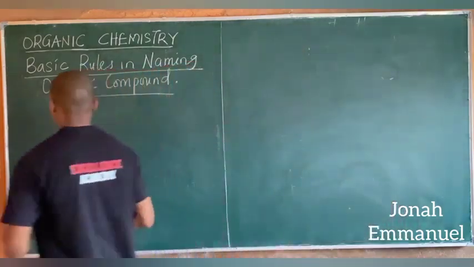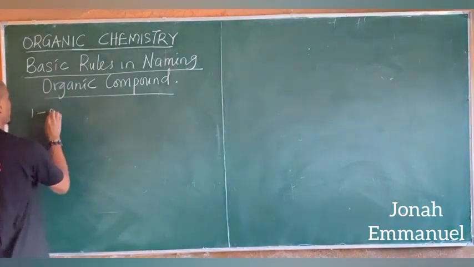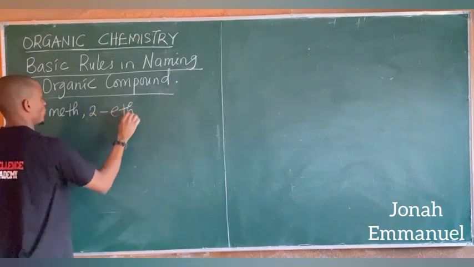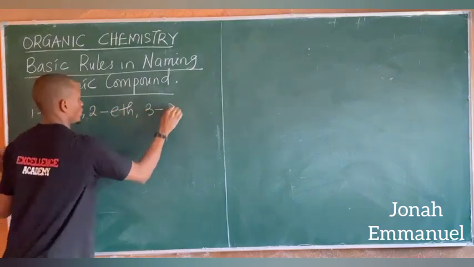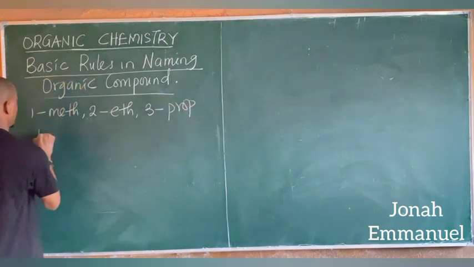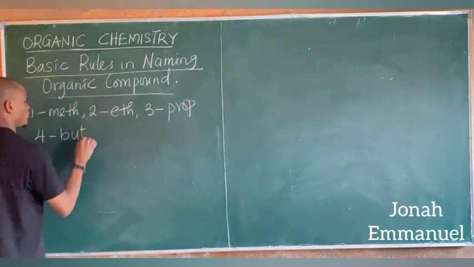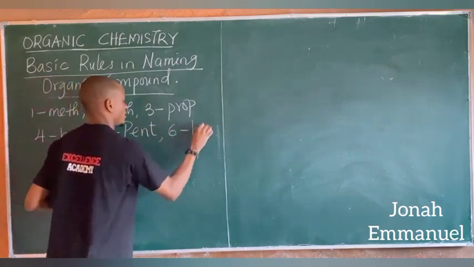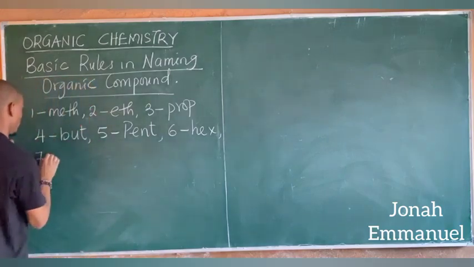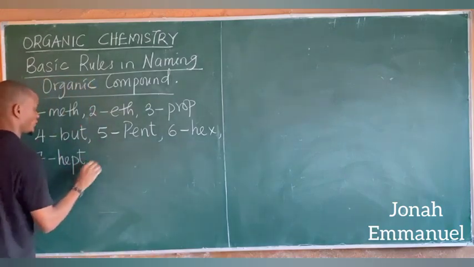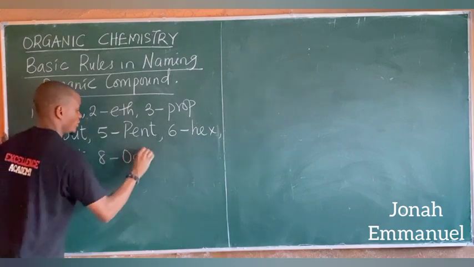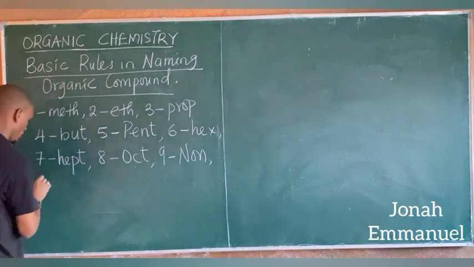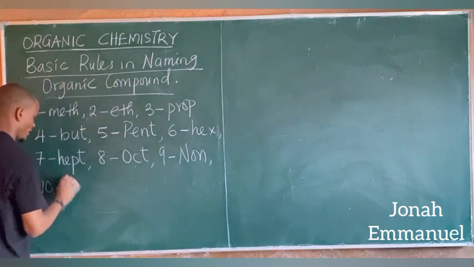If I have one carbon atom, I'll call it meth. For two carbon atoms, I'll call it eth. For three, call it prop. If it contains four, call it but. If it contains five, call it pent. If it contains six, call it hex. If it contains seven, call it hept. If it contains eight carbons, call it oct. If it contains 9 carbons, call it non. If it contains 10 carbons, call it dec.